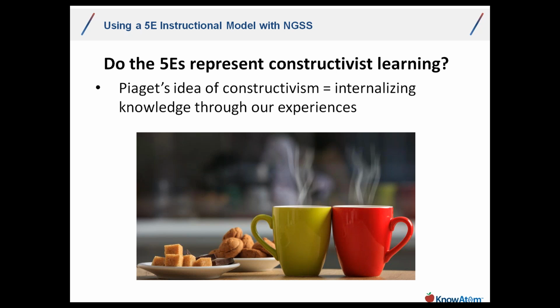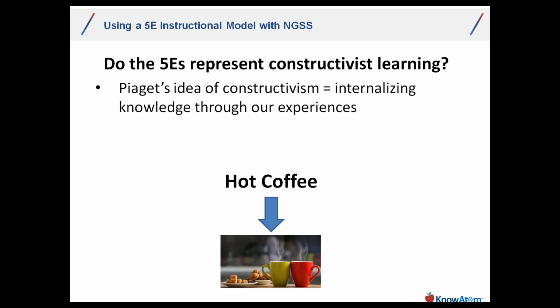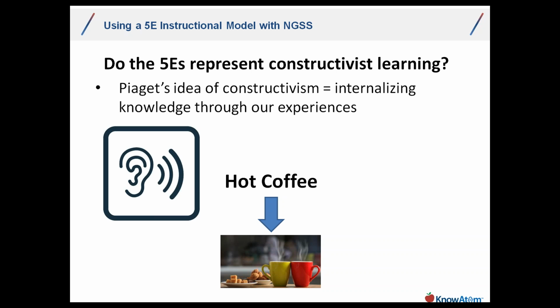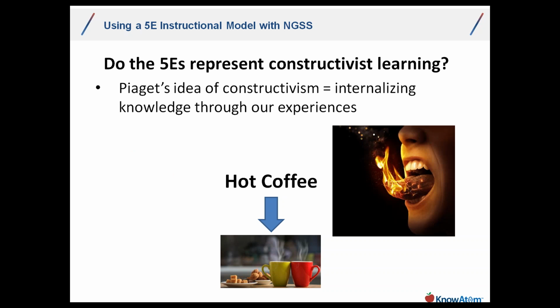So, a concrete example of what happens in some of the switches under the Next Generation Science Standards is somewhat like this. Imagine you're having coffee with your principal or with your peer, and you know that coffee's hot. It's hot coffee, and you've been told that. Well, you can be told that the coffee's hot, but you can also experience that the coffee's hot. You know, kind of burn your tongue on this.